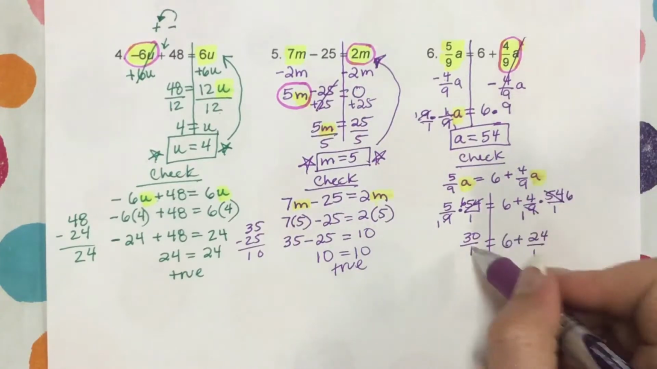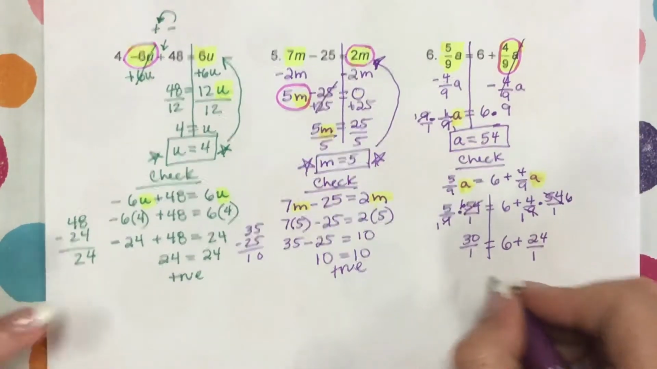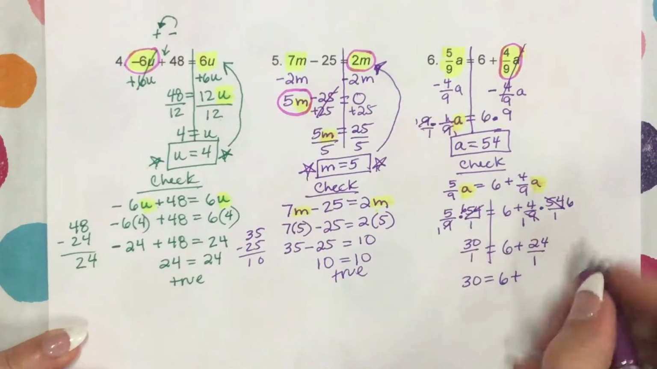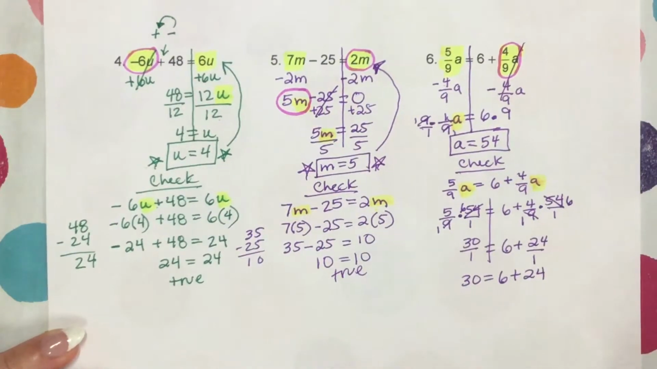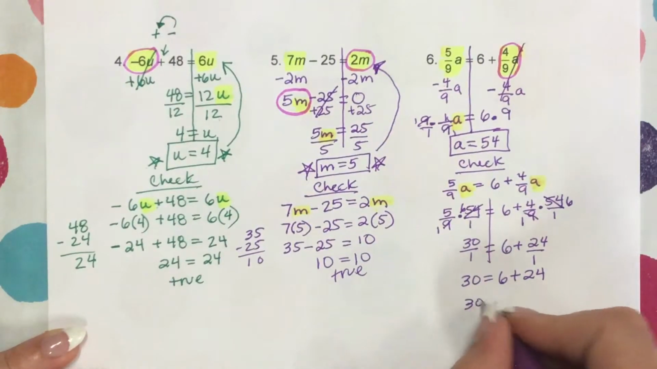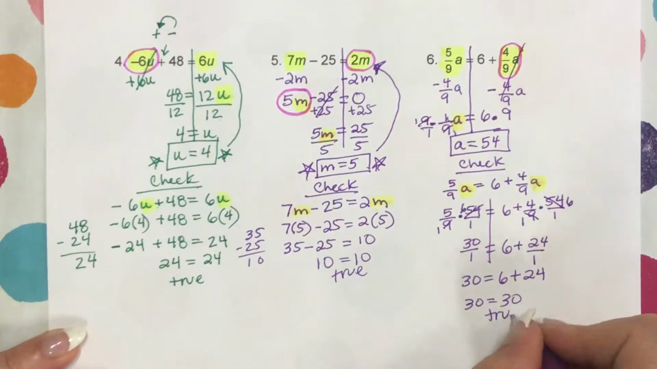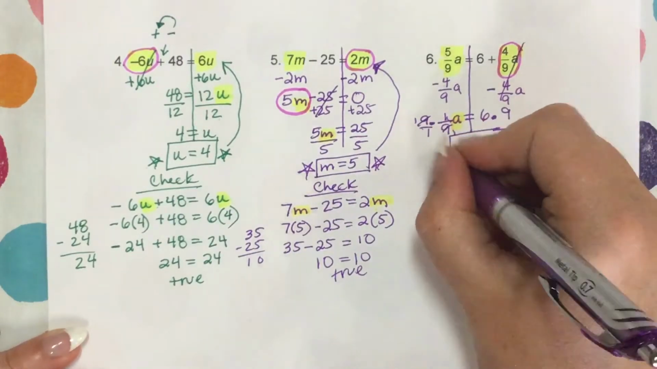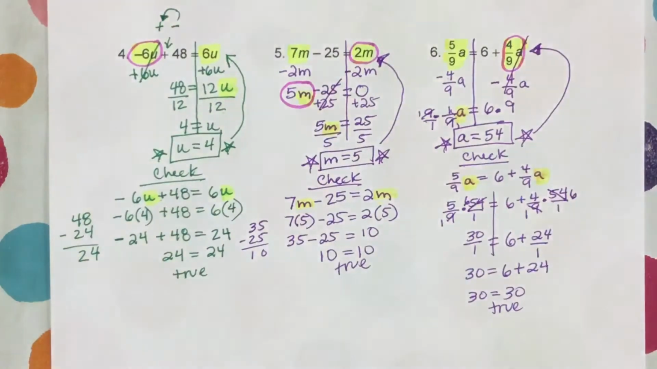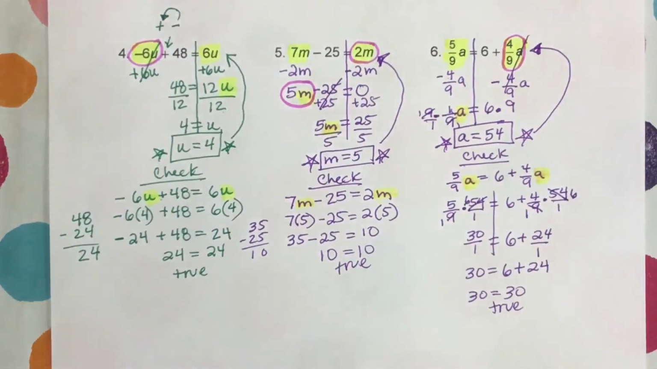All right, cool. So 30 divided by 1 is just the same thing as 30 equals 6 plus 24 divided by 1, which is just 24. So cool. Now we just have 6 plus 24, which is the same thing as 30. So we have 30 equals 30, which is a true statement, which means our answer right here, a equals 54, is the solution to the original equation. So if you got that one right, yokerekimashita. You did a great job.